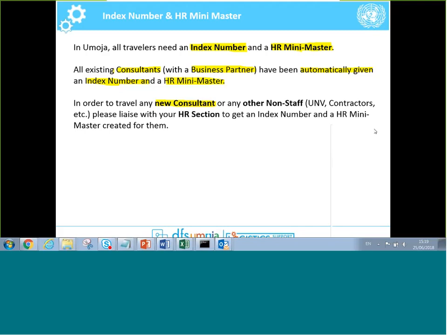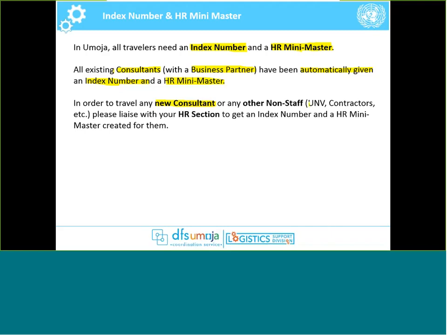The other non-staff, like UMBs, contractors, and so on, it is the responsibility of your HR section to complete their HR profiles. So if you need to travel a UMB or a contractor, and you are getting an error message saying that the HR profile is not complete, you should always contact your HR section, who will help you, and they can run the personnel action to complete their profile, so that you can travel them.